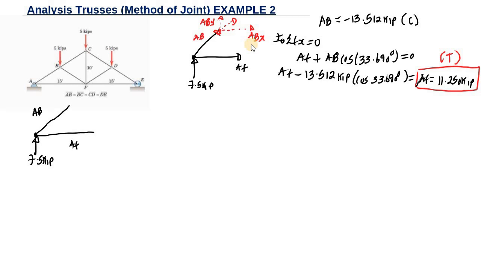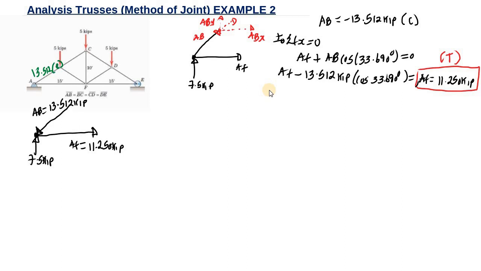AB was 13.512 kip, and it is in compression, so this is moving into the joint. So AB is equal to 13.512 kip. Then we have AF. AF is 11.250 kip, and it is in tension, so it is moving away from the joint. It's going to be like this. So AF is equal to 11.250 kip. Now we need to write this on the truss. So let me use a green marker. So AB is 13.512, and this is in compression.